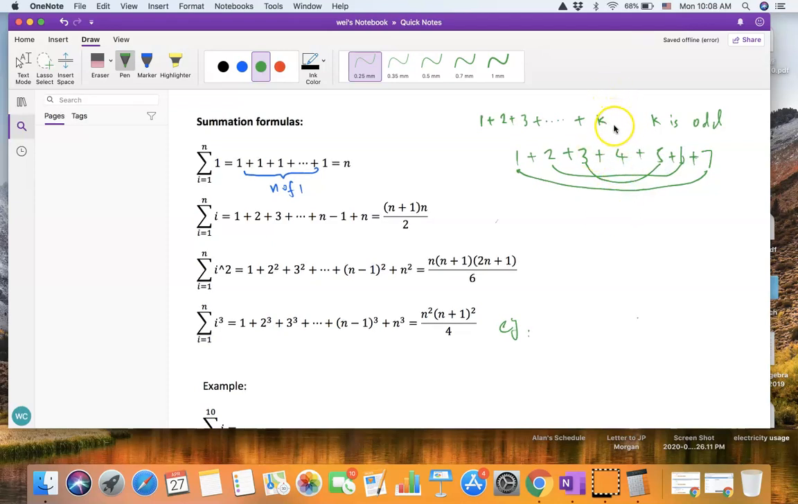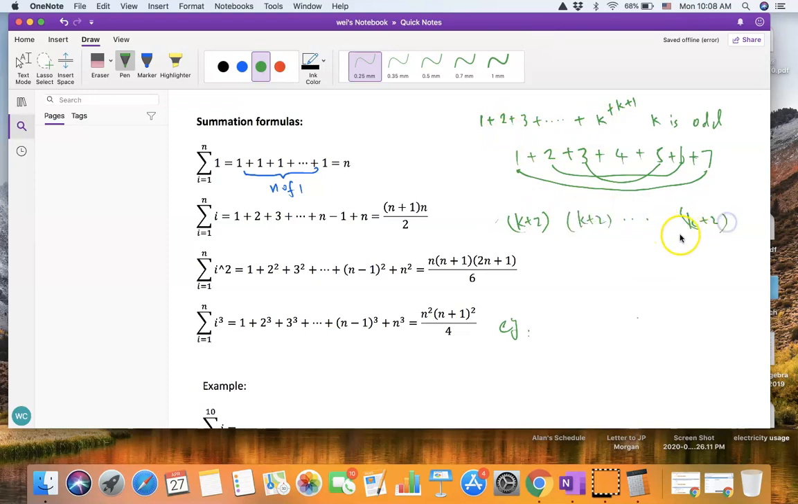So in this case, we can use a trick: we add one more number after k, which is k plus 1. Now, since k is an odd number, k plus 1 will be an even number, and then we can repeat the previous technique. We add 1 to k plus 1, so we get a k plus 2, and we add 2 to k, we get another k plus 2.